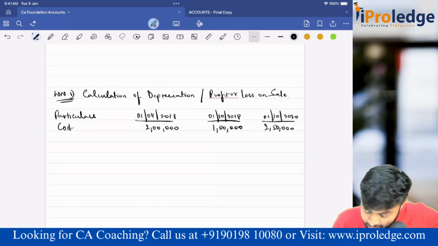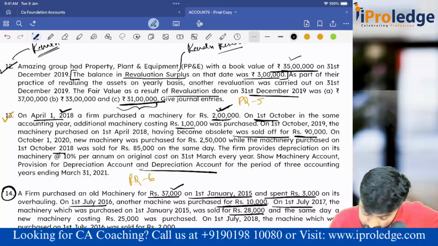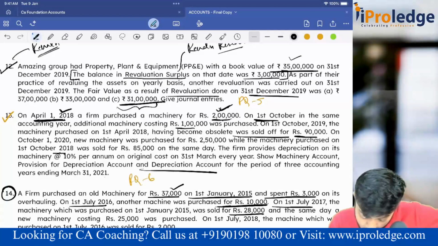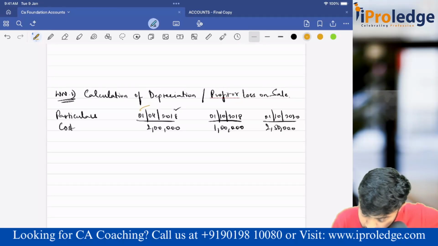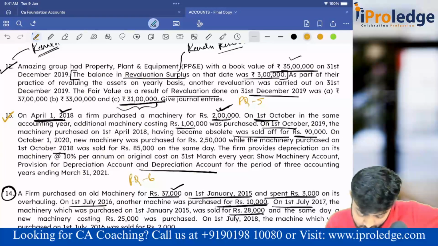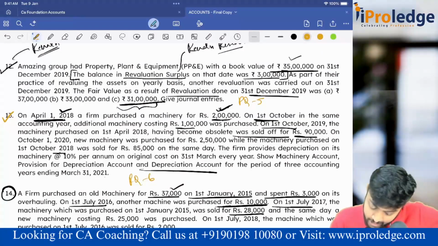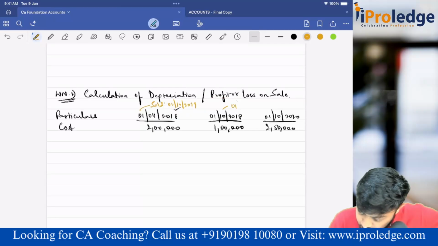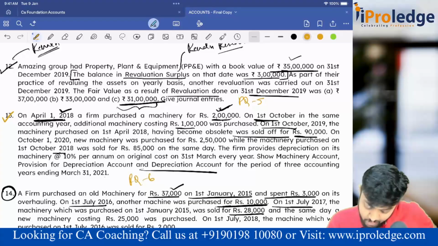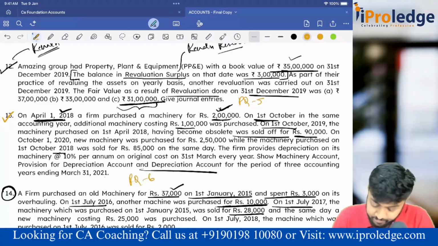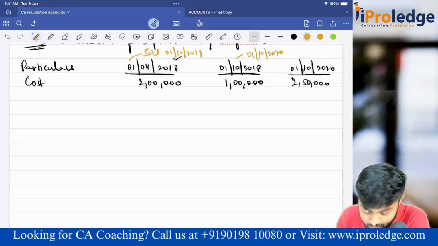Now one by one, the first machinery was sold when? This first machinery which was bought on 1st April 2018 was sold on 1st October 2019. And the machinery purchased in 2018, the second one, was sold on 1st October 2020. And the new one which was purchased for 2,50,000, that is not sold, that is there. Now let's start giving depreciation.